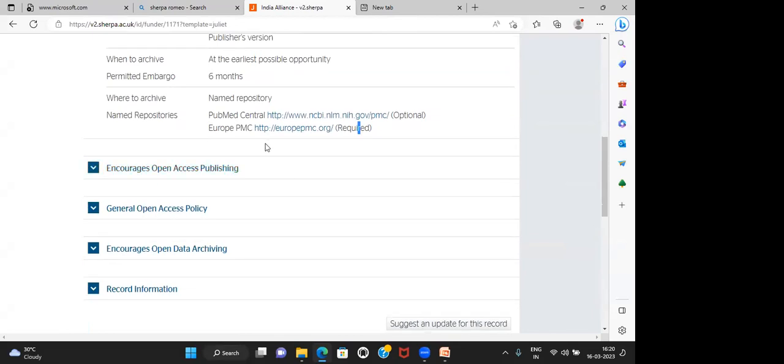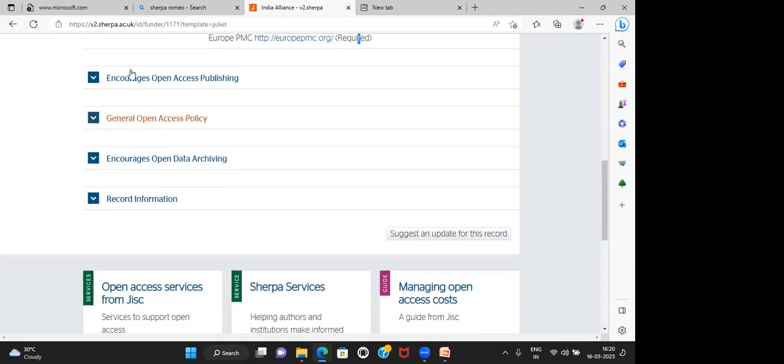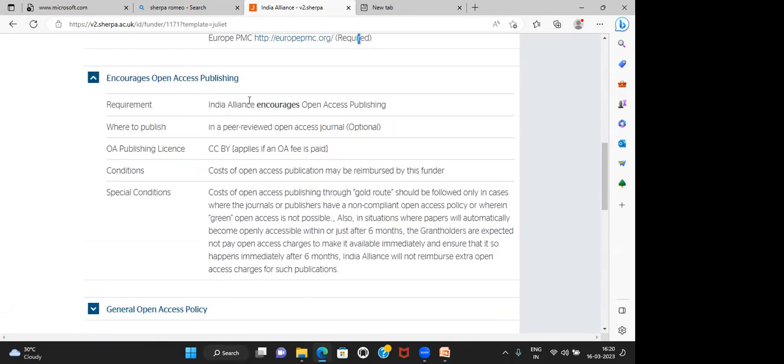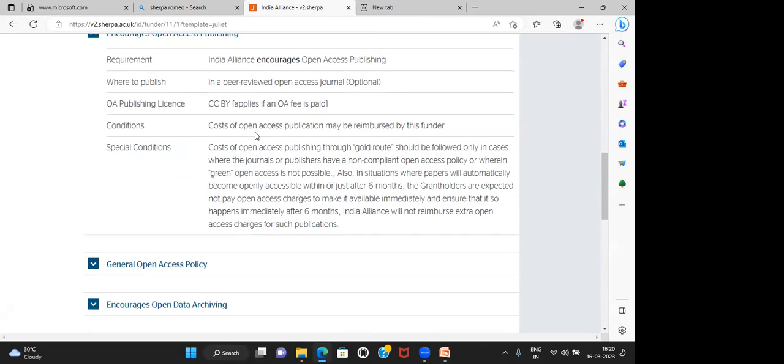So in the earlier cases, we saw that there is no restriction. We can archive in a local repository, but here they mention the repository. So where do we have to archive? They encourage open access publishing. And in this case, where to publish? In an open access journal, it's optional. And the license is CC BY, and special conditions are also mentioned here.